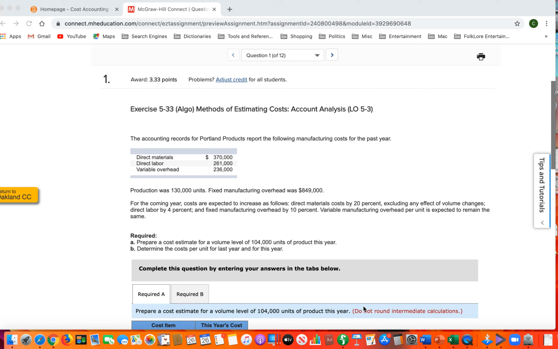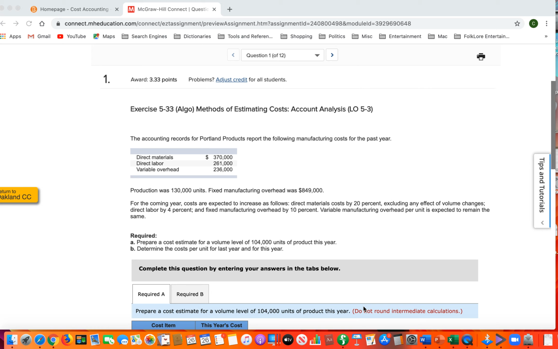Now they say for the coming year, there are going to be some increases. So direct material is going to increase by 20%. So you take 370,000 times 1.20, you'll get 444,000. What does it say here? Direct labor is going to increase by 4%. So you're going to take 261,000 times 1.04. And then the fixed manufacturing overhead is going to increase by 10%. So that means you're going to take 849,000 times 1.10. And variable overhead is going to stay the same.